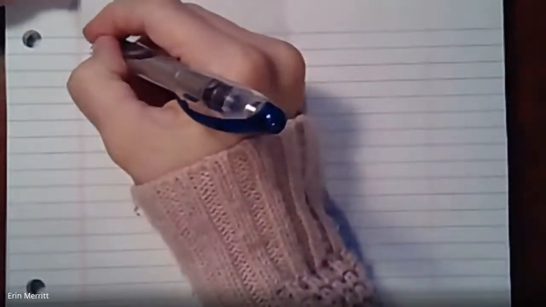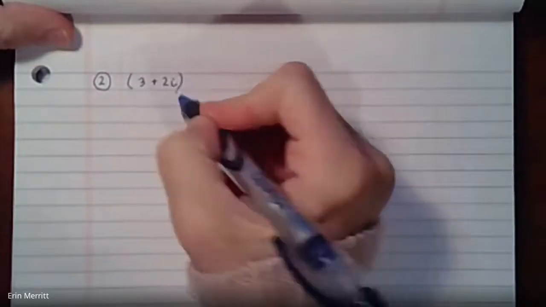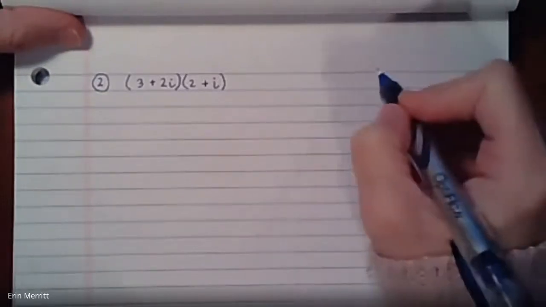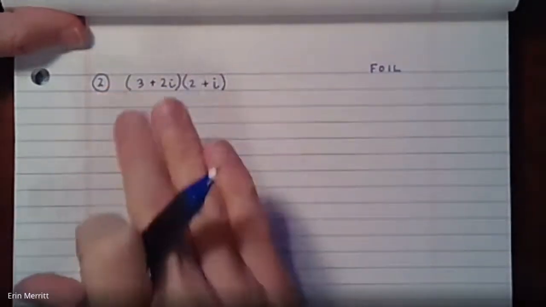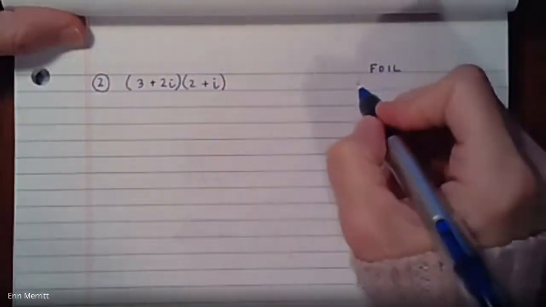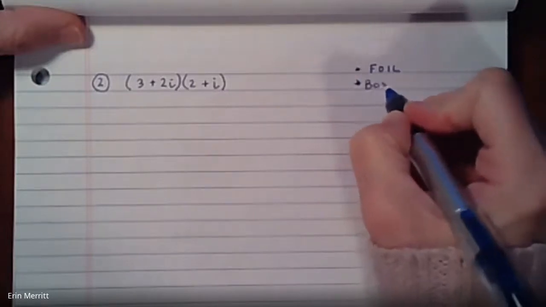So second one, I'm going to give you 3 plus 2i times 2 plus i. When we have binomial times binomial, there's multiple ways you can do this. One way, if you know what I'm talking about, would be to FOIL. It's a little acronym to say multiply the first, outside, inside, last terms. Most people don't know it that way. They know it as the box multiplication.